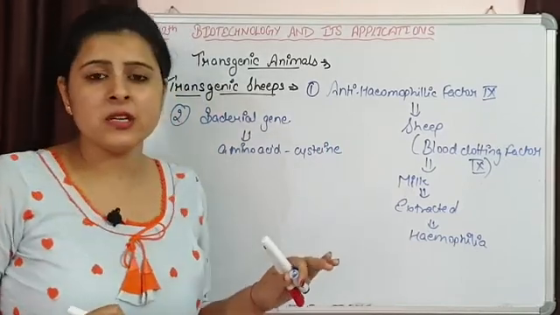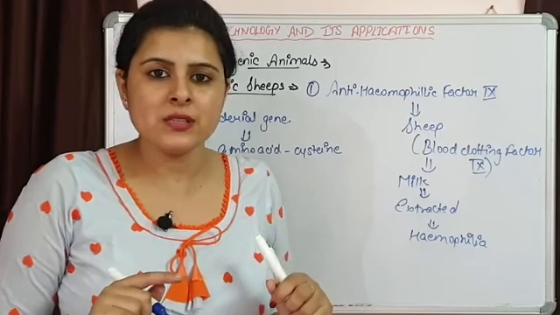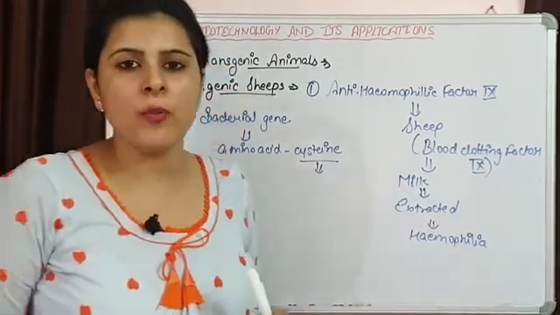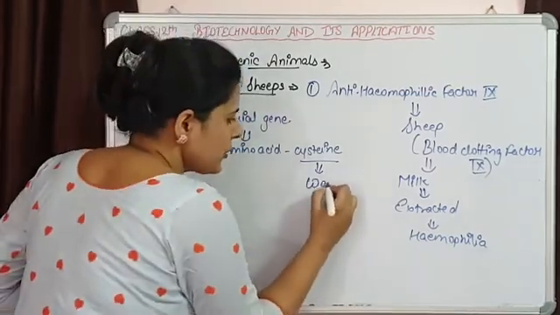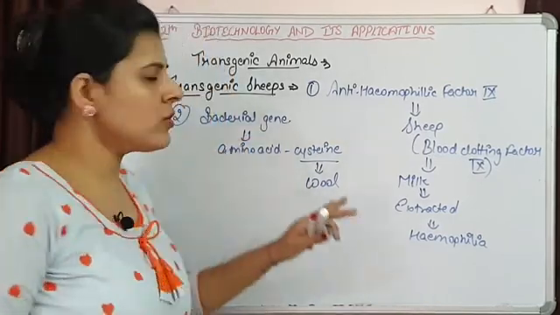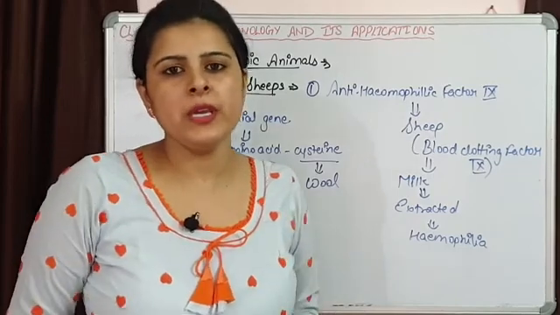Why have we inserted a bacterial gene that is responsible for the synthesis of the amino acid cysteine? Because this amino acid cysteine is a major component of the wool that is going to be obtained from the sheep. So because of more and more synthesis of cysteine, more wool production will be there.